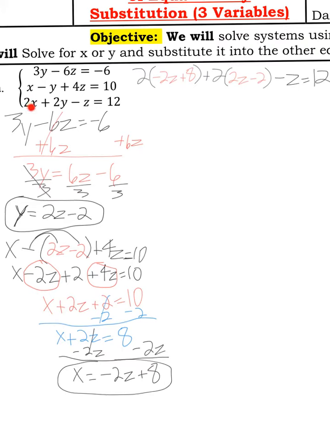So instead of 2x, I wrote 2 parentheses negative 2z plus 8, because that's what x was, and then it said plus 2y, so I wrote plus 2 parentheses, and then y was 2z minus 2, so 2z minus 2. And then I carried down the minus z equals 12.